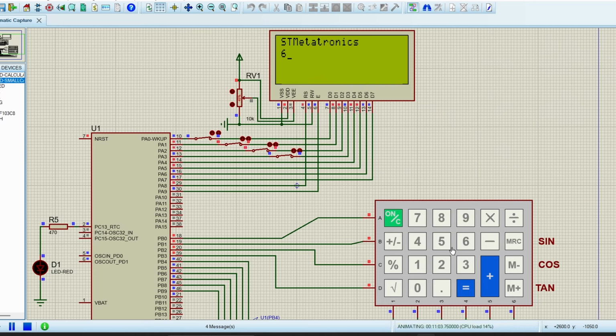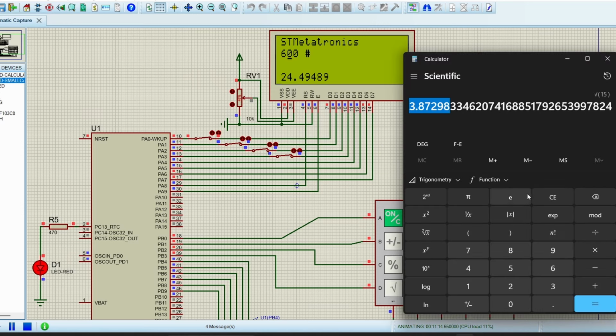Again, we will try the square root of 600. We should get 24.49489. Root of 600 gives 24.49489, so we are getting the correct value.